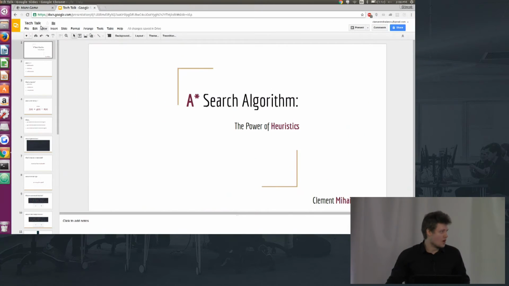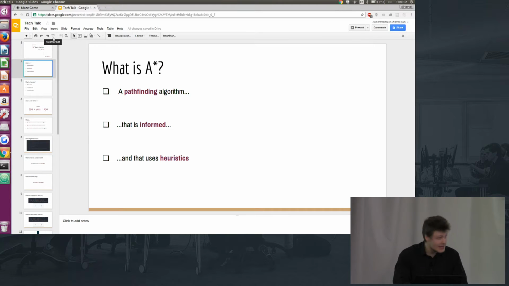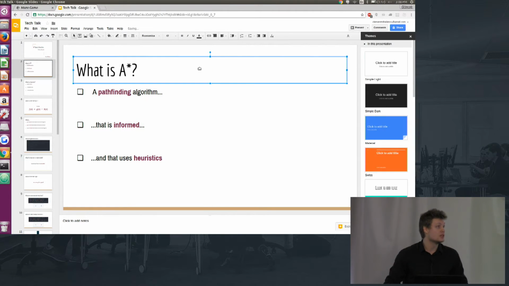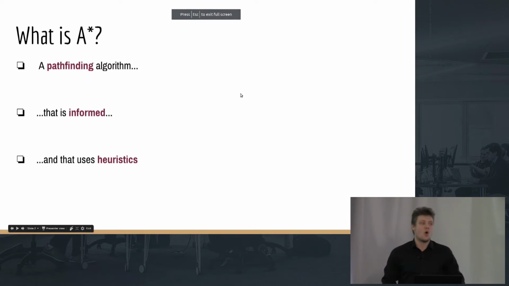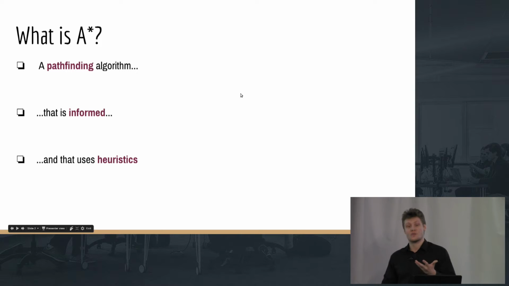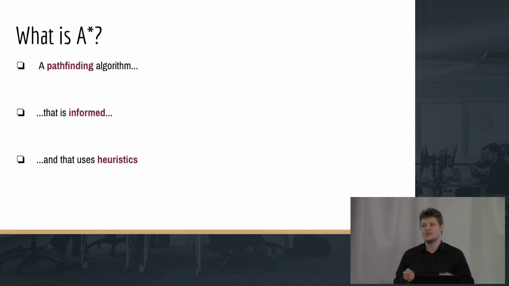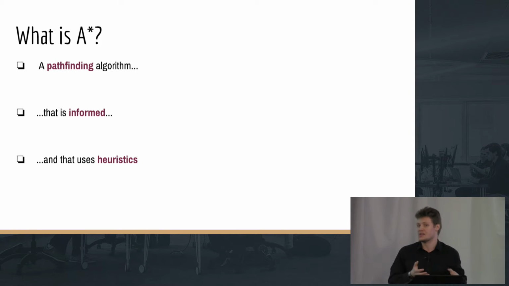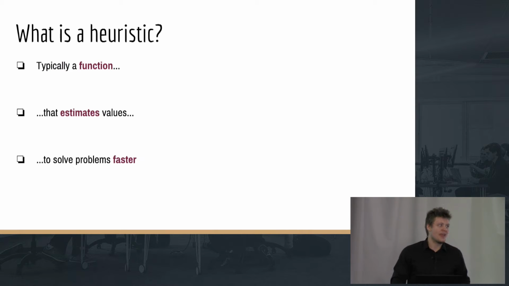So what is the A-star search algorithm? It is a pathfinding algorithm that is informed and that uses heuristics. Now, what does it mean to be informed? It means that right at the beginning, when the algorithm runs, it knows exactly where the target node is located on the grid or on the graph, and it can use heuristics to guide its search to the target node. And so before we move on, we have to define what a heuristic is.